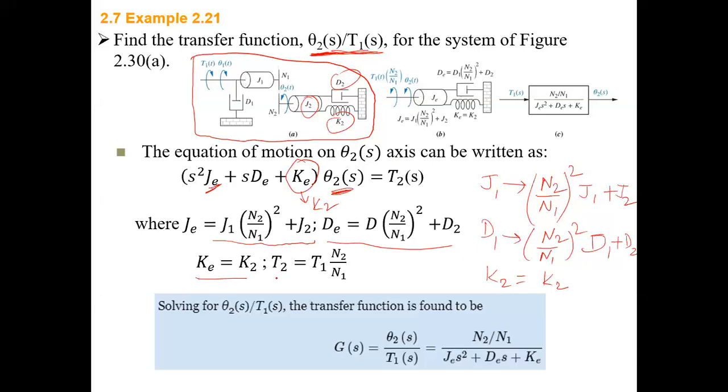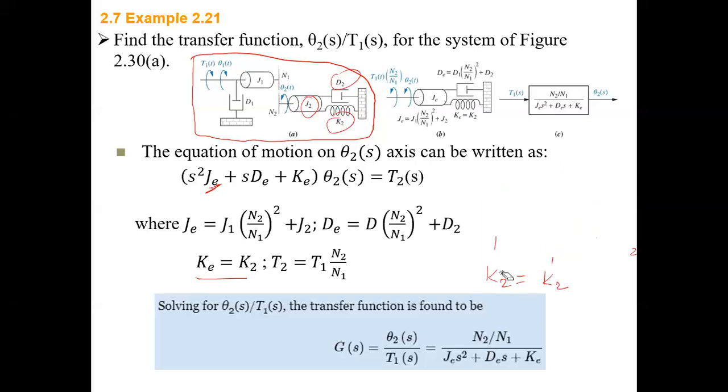Then KE. Then how about T2? How do you translate this T2 to T1? Because I need T1, right? See that? I need T1. Theta 2, we did the theta 2 part, right? The theta 2 part is already done. We changed everything to theta 2. Now you have to do the T2 part. So how do you change your T2 to T1? T2 equals T1 times N2 over N1, right? That's the relationship. Now you just plug in here. So this T2 is T1 times N2 over N1.